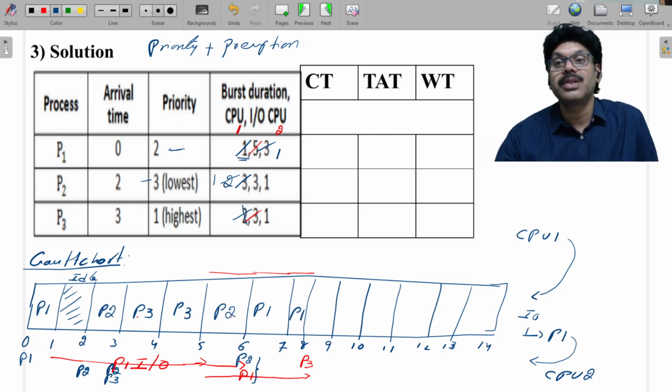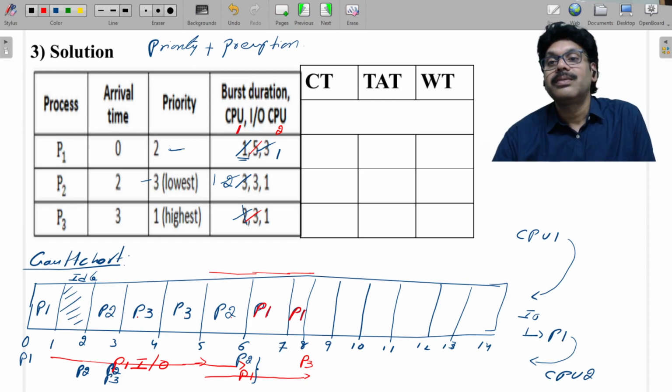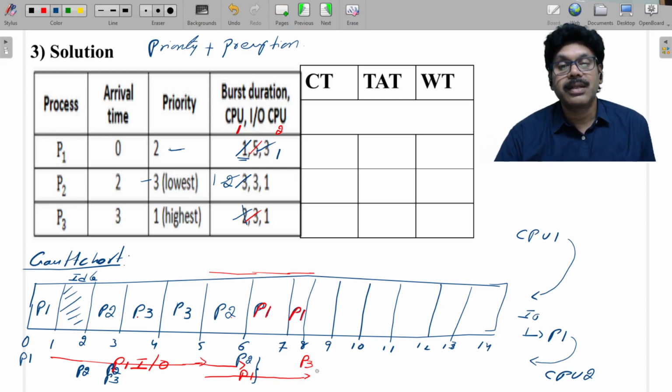Now it is working with the CPU2. Observe carefully. This is working with CPU2. Okay, now P3 wakes up exactly here. P1 is there as well as P2. Among these three, which has the highest priority? P3 has got the highest priority. So P3 is executed for the rest of 1 unit, and P3 will be removed from the queue.